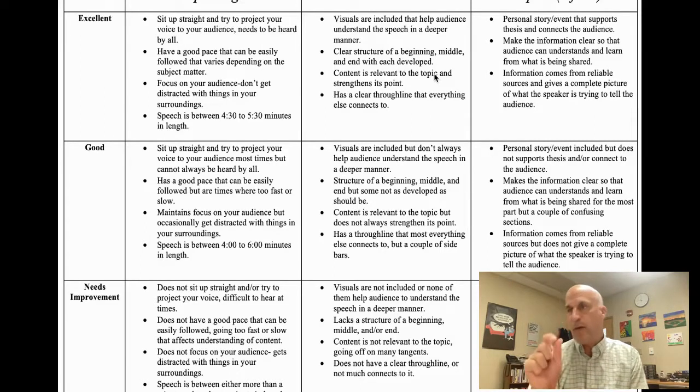The content is relevant to the topic and strengthens its point. So it doesn't say if you make one mistake, you're down to good. Good says content is relevant to the topic, but does not always strengthen its point. So the content should always be relevant, but maybe it's not strengthening. Maybe it's just not as important, as it does not need to be shared necessarily. So I clearly distinguish between what it means to be excellent and good with these 4 different descriptors under content.